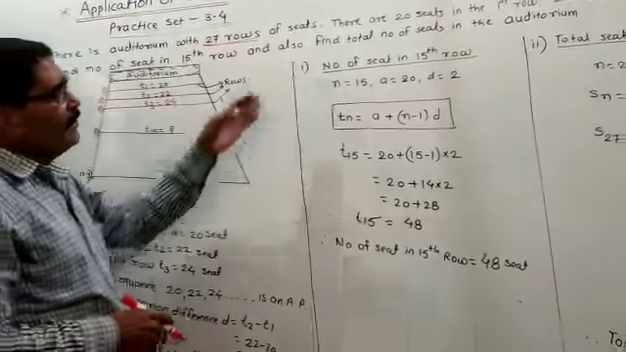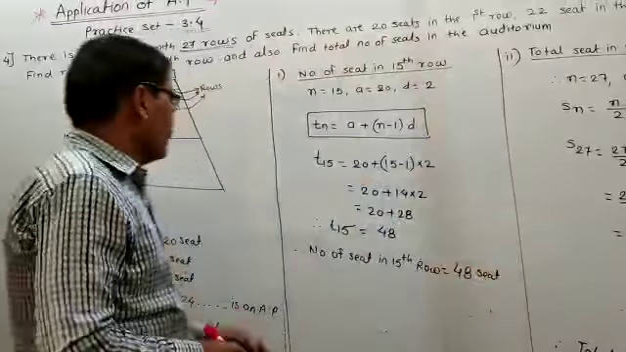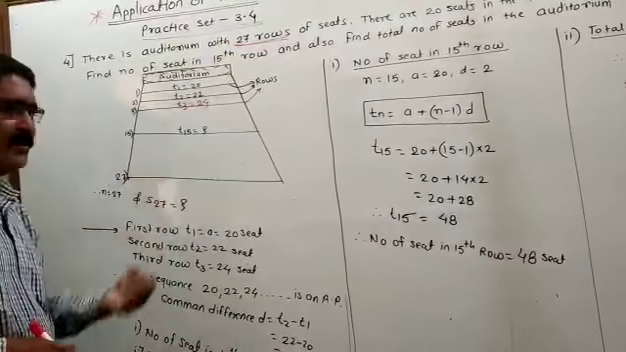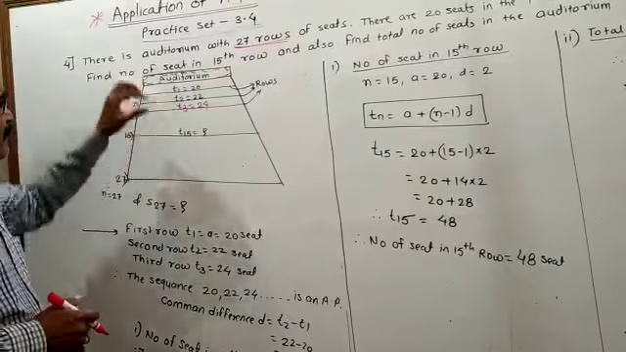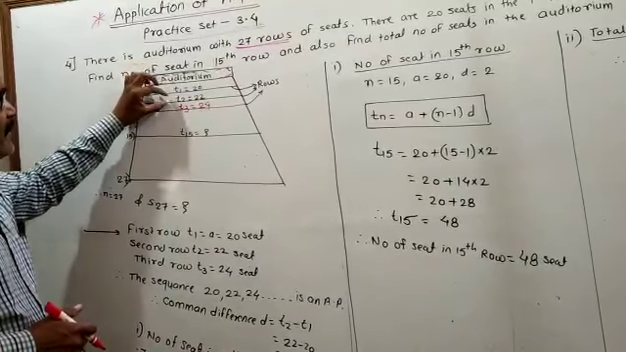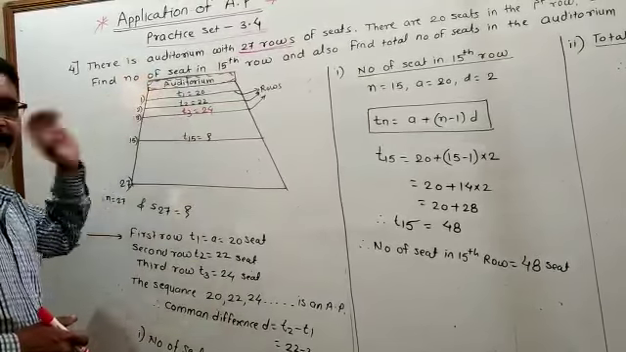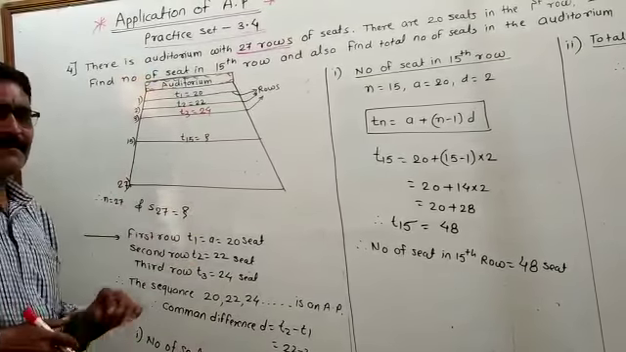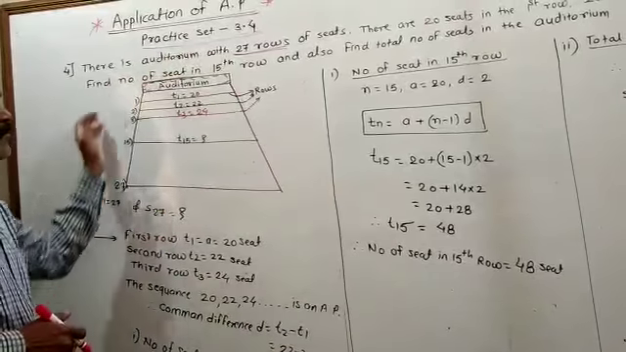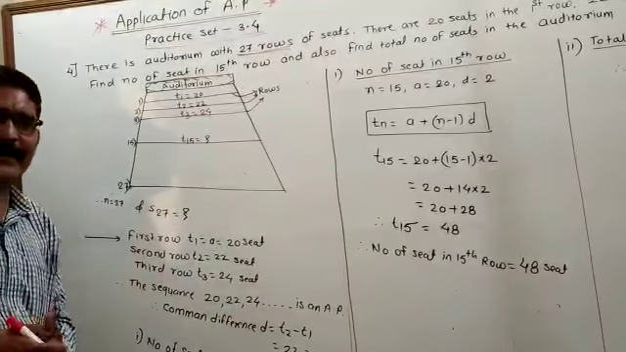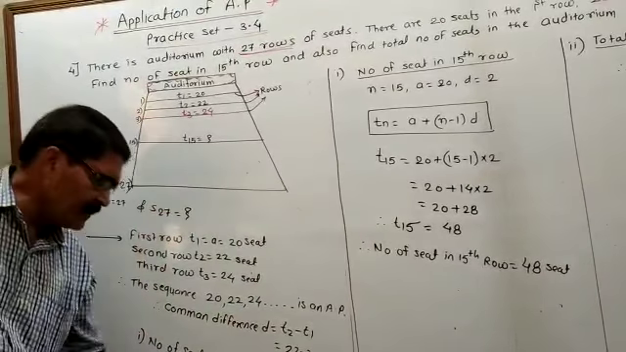And find the number of seats in the auditorium, which means the strength of the auditorium, the total number of seats. The first row holds 20 seats plus 22 plus 24 plus 26, 28, and so on, up to the 27th row. So you have to find the strength of the auditorium, which means you have to find S27.